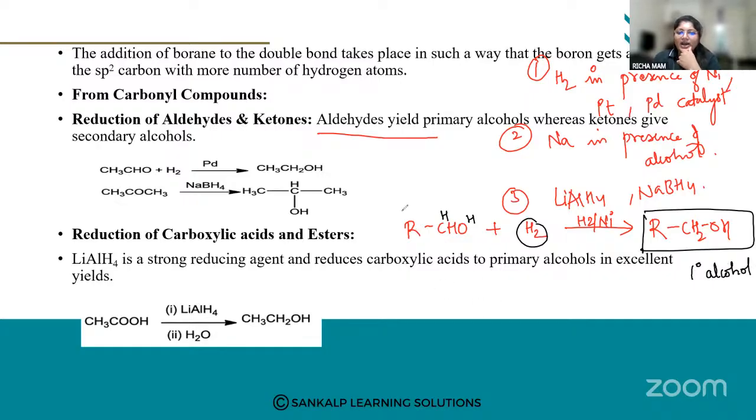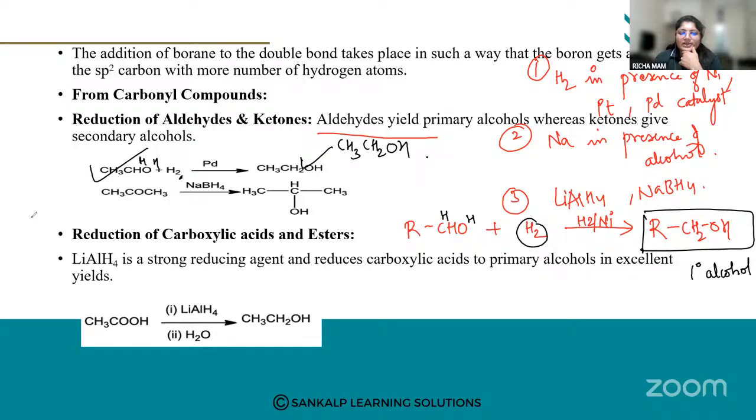Similarly, if I give R as CH3CHO, what is that? Acetaldehyde. When I react this acetaldehyde with hydrogen in the presence of palladium, what will happen? Here one hydrogen, here one hydrogen. So I get CH3CH2OH. Yes, students, is it clear? Primary alcohol is formed.